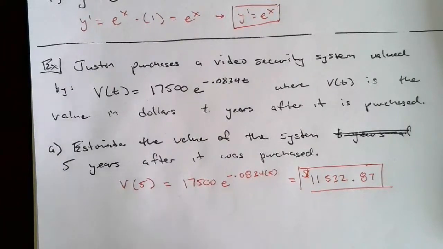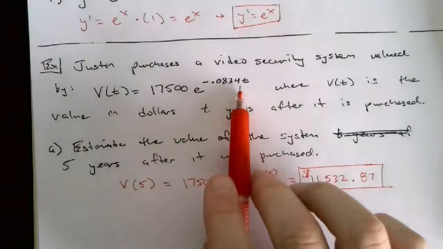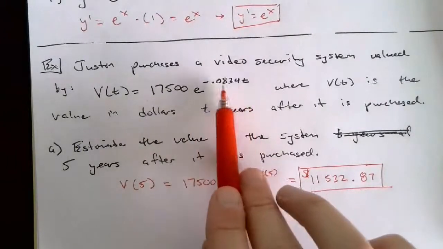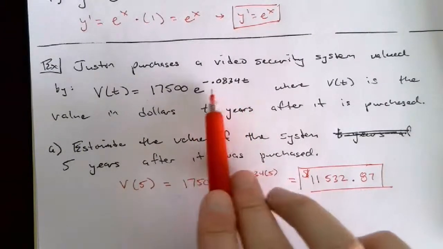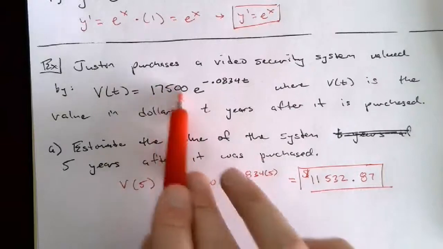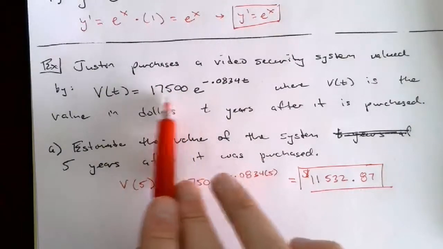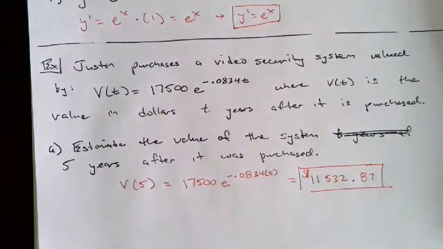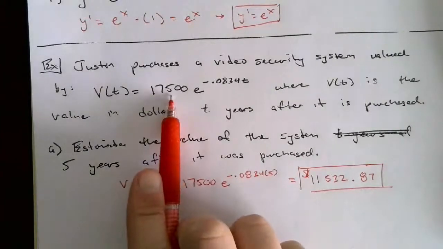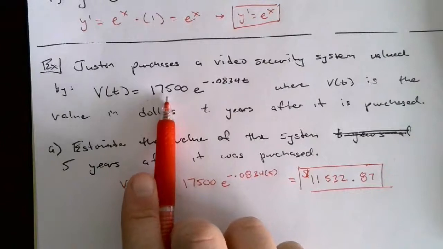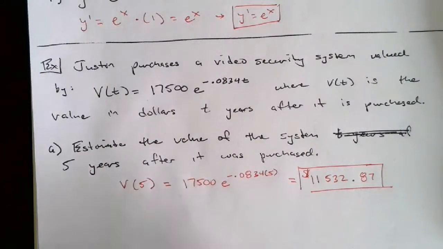Something to notice is the original value of the system, in case that came up and we asked you about it. Well, that's when t equals 0, right? So when t equals 0, this would be e to the 0 power, which is just 1. So the initial amount is 17,500. It's similar to your principal in a simple interest type problem. So 17,500 would be how much the system was when it was brand new. Right, so after 5 years, it's depreciated to $11,532.87.